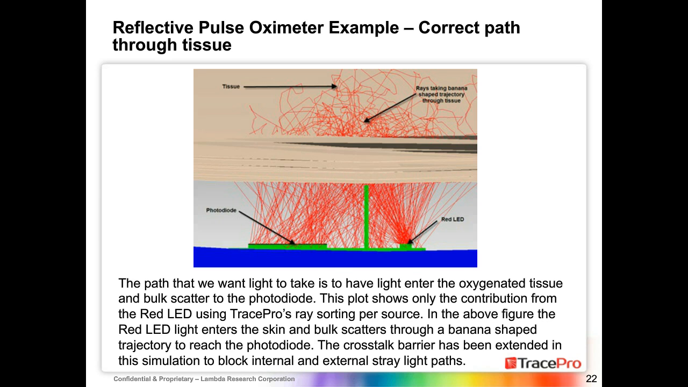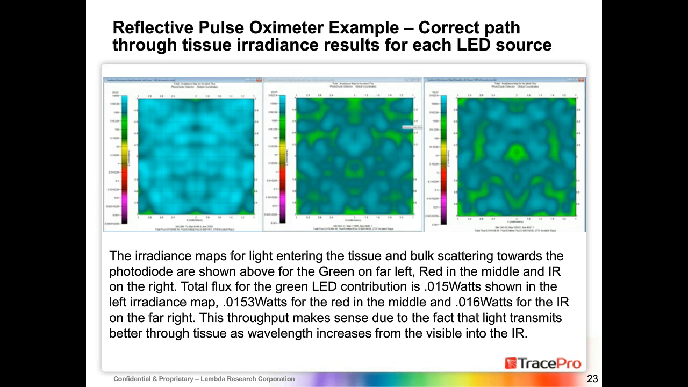Well, what comes up is that if we look at the photodiode for the green contribution, the red contribution, and the IR contribution, they should all be about the same, but we notice that it increases. Now, one of the things about light going through tissue is that we know as we go from the visible into the infrared that the throughput gets better.